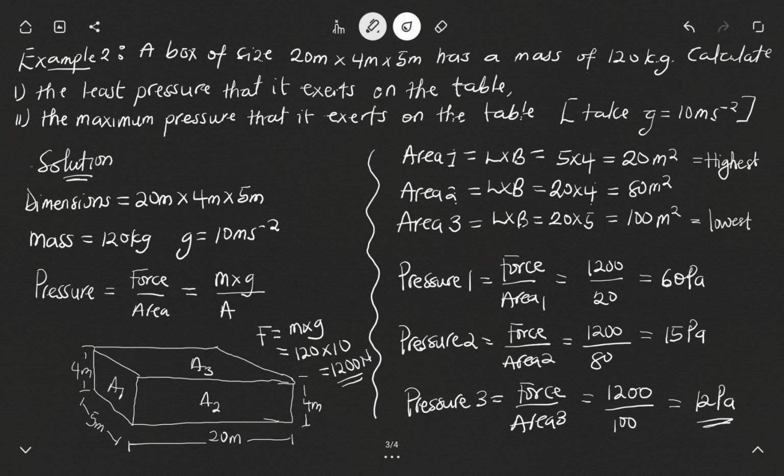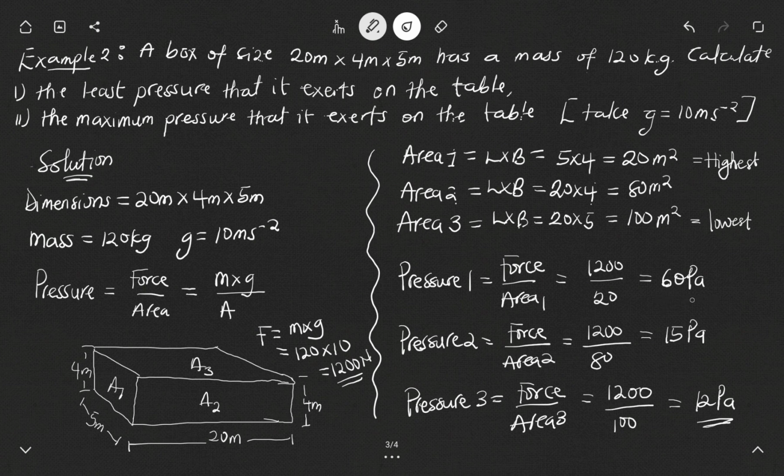So if we look at the results of pressure 1, pressure 2, and pressure 3, we realize that pressure 1 has 60 pascal, and it is the highest pressure, and the area over there is 20 meters square, which is the smallest area that we've seen among area 1, area 2, area 3. So like I said, the smallest area will have the highest pressure, and that is what we can see over here from the results.